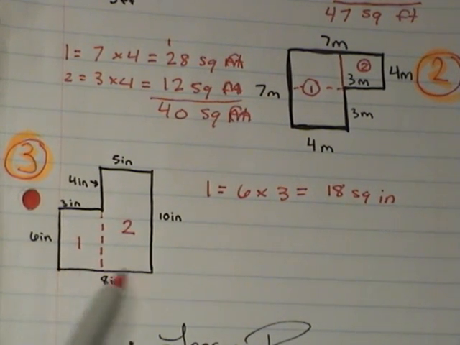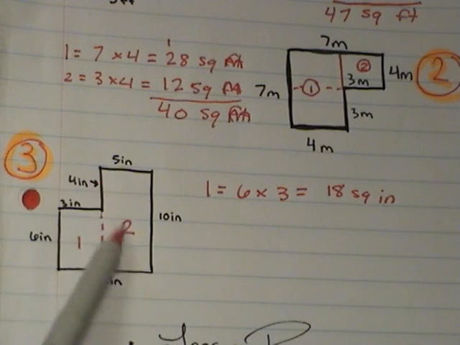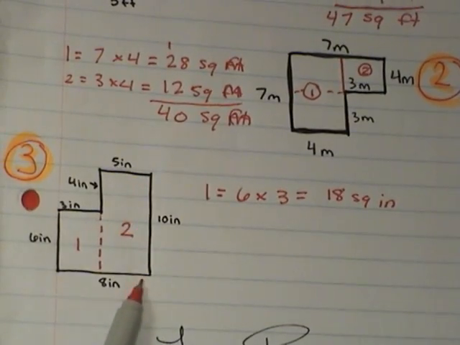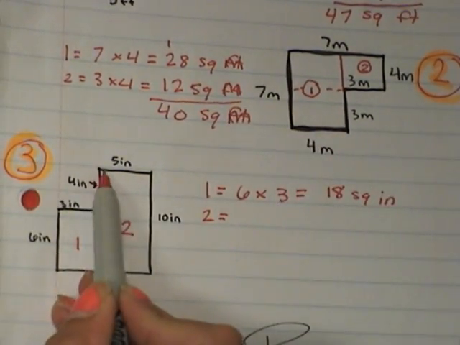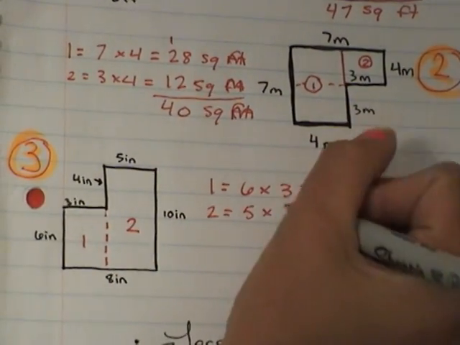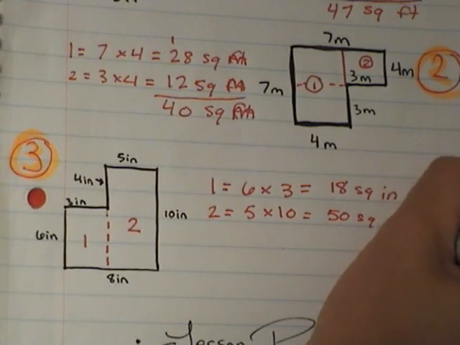Well, it says that this is 8. I could figure out what this side is by doing subtraction. 8 minus 3 to get 5. But if I look up here, it already tells me that this is 5. My width is 5 up here, and my length is 10 down here. So 2 would equal 5 times 10 to give you 50 square inches.